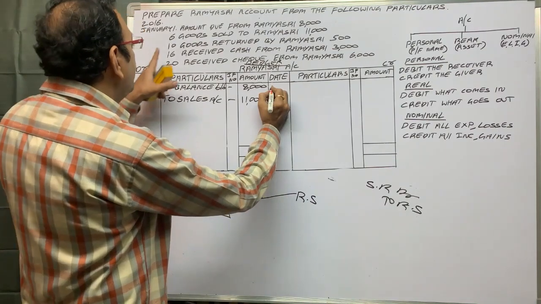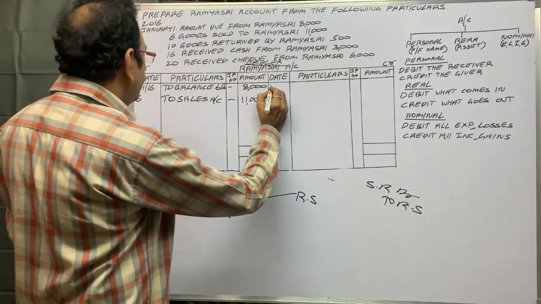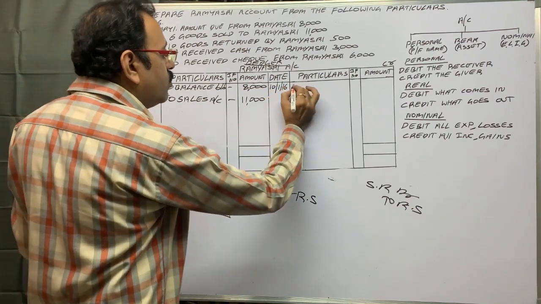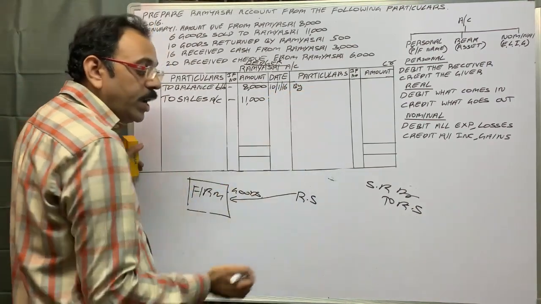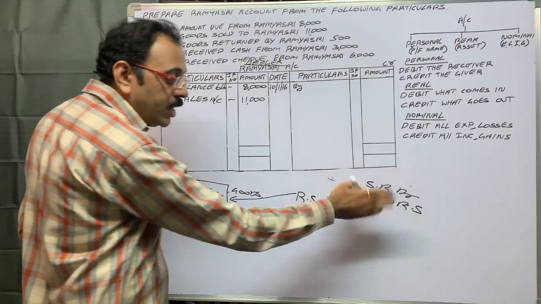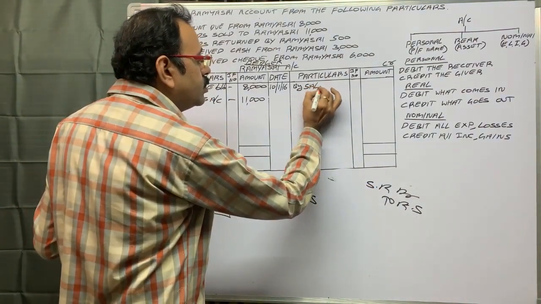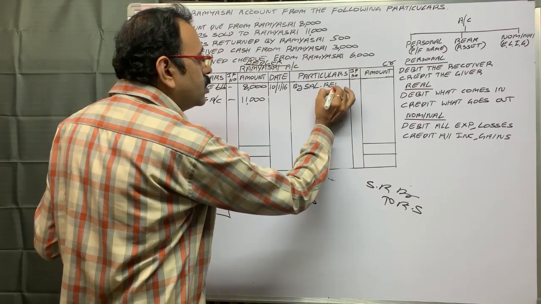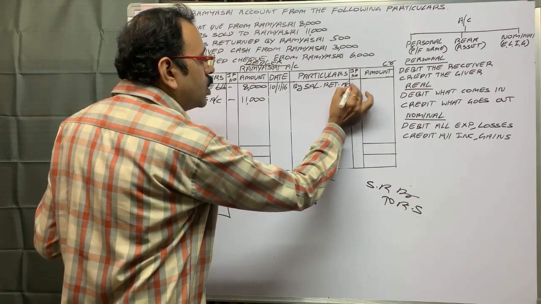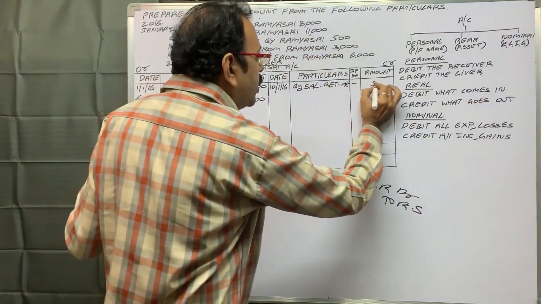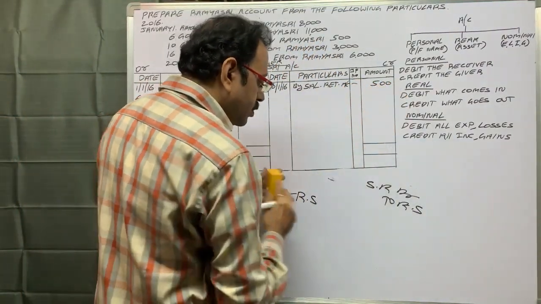In the date column, write down the date. Start with "By". What to write? The other account name. The other account name is sales returns account. Amount is 500 rupees. Next.